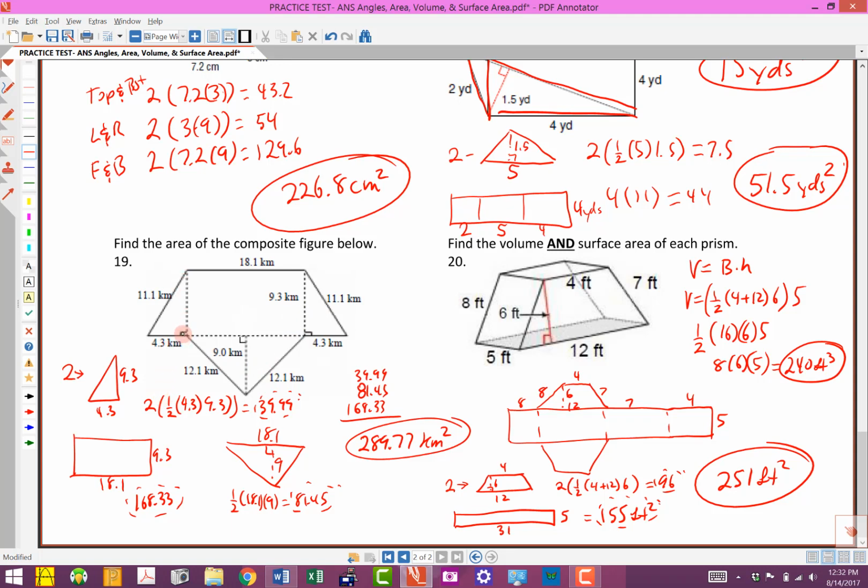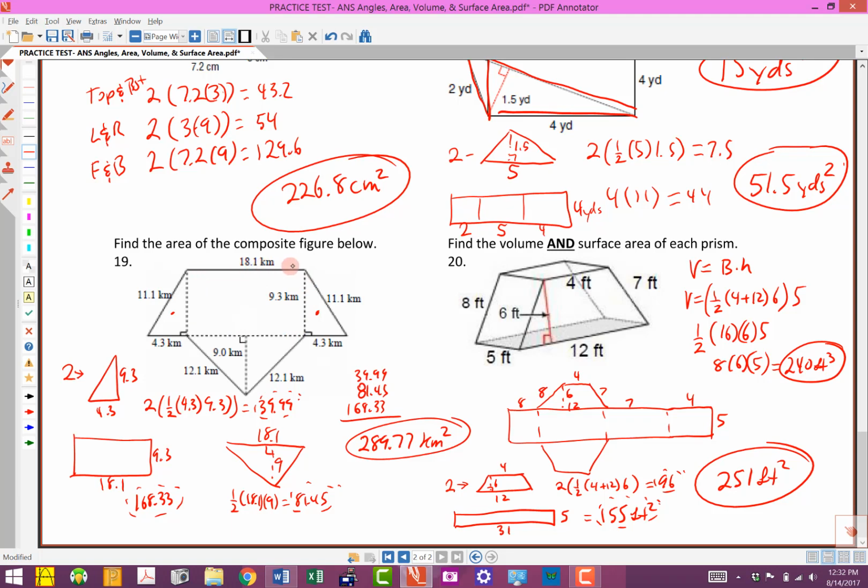This triangle has a right angle right here, and it's 4.3 kilometers wide. This right here is the slanted height of that triangle, so we don't use that slanted height. We need to know what this one is right here. Well, it's the same as this one right here, 9.3. So it's 4.3 by 9.3, and then we have two of them. We've got one here and one there. So that's why we're going to do 2 times those. So 2 times 1/2 times the base times the height. So we get 39.99.